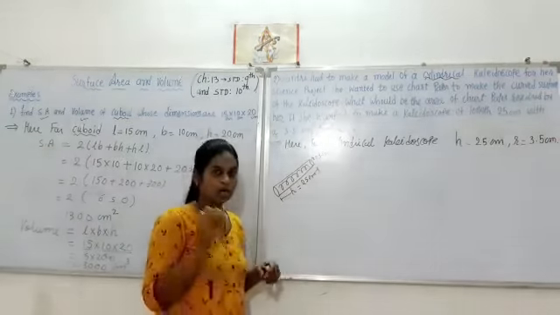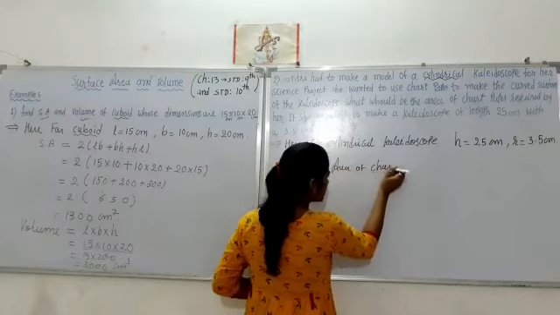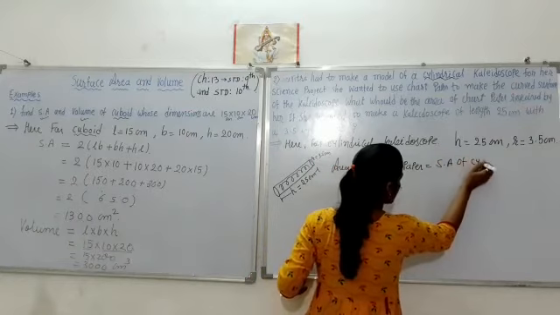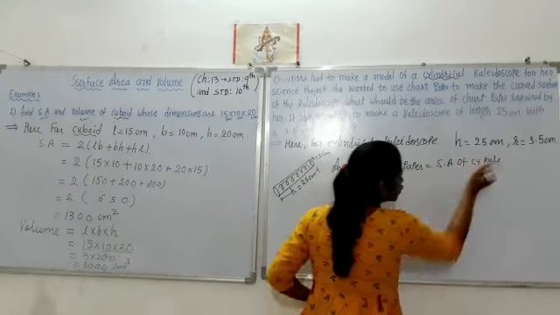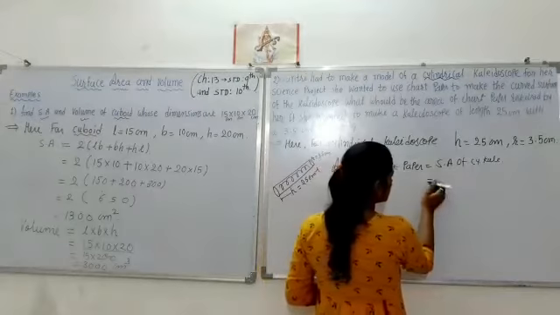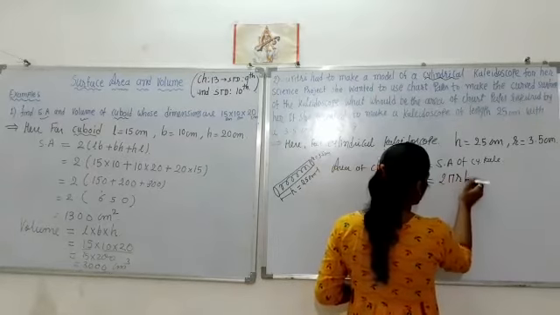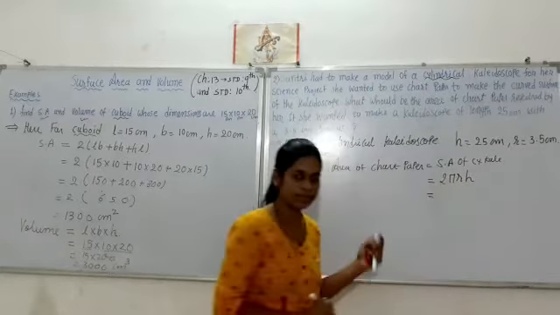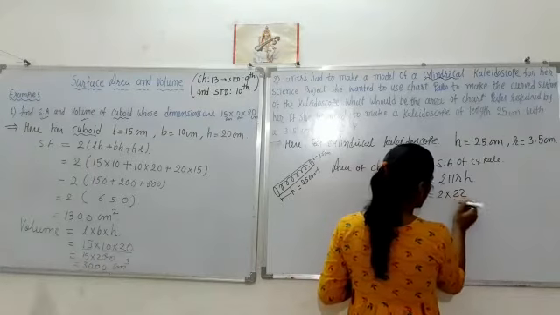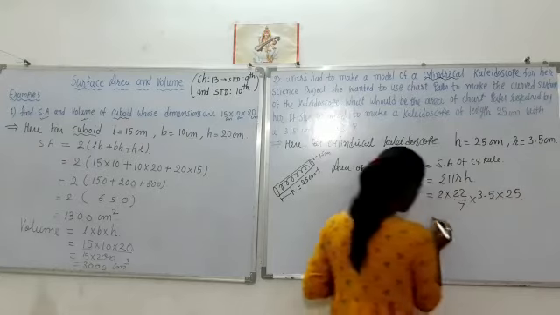Now the area of chart paper you want to find. So you can write area of chart paper is equal to surface area of the cylindrical kaleidoscope, because you want to find this. Now what is the curved surface area of a cylinder? 2 pi r h. Now put the corresponding values. Pi value is not mentioned, so you can take 22 by 7. 2 into 22 by 7 into r, which is 3.5, and your h is 25.